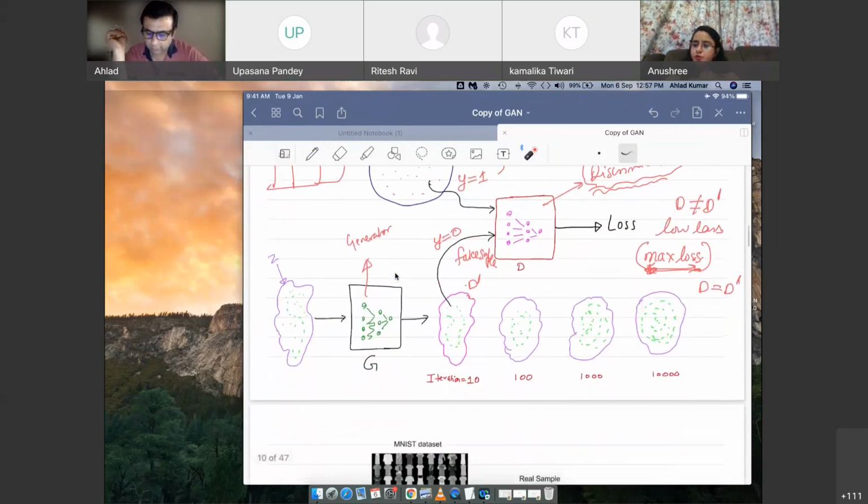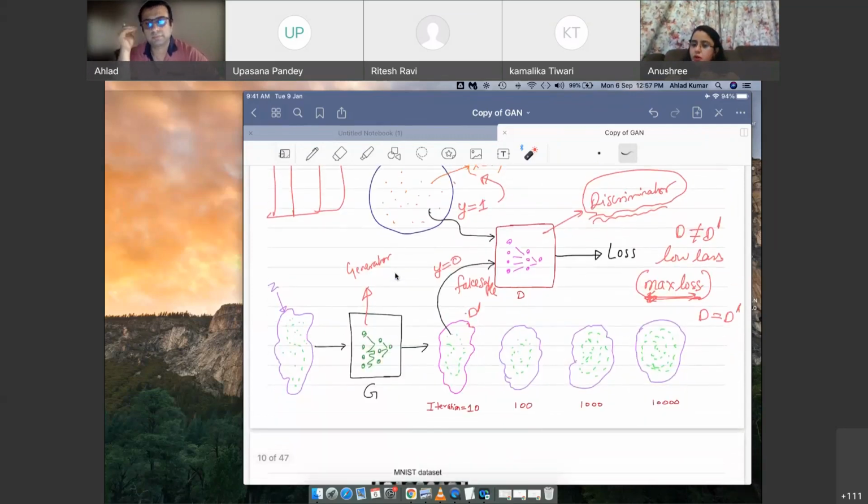So we have one more question from Swati Mathur. How are we calculating loss? Yes, I'll come back to it. This is just an explanation that I'm trying to give you, but the mathematics will come in the next part. I will explain it.